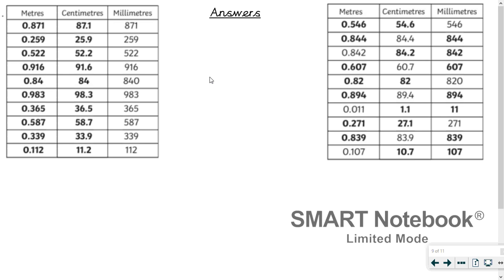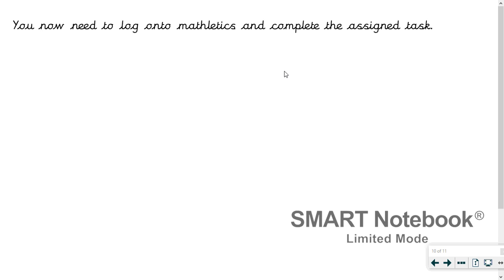Good. So we're marked, and now we're moving on to the online portion of our learning. So what you'll need to do is a similar task. You'll need to log on to Mathletics and complete the conversions from metres to centimetres for me, and I'll be able to see how you get on with that and if you're having any problems. So pause the video, off you go and have a go.